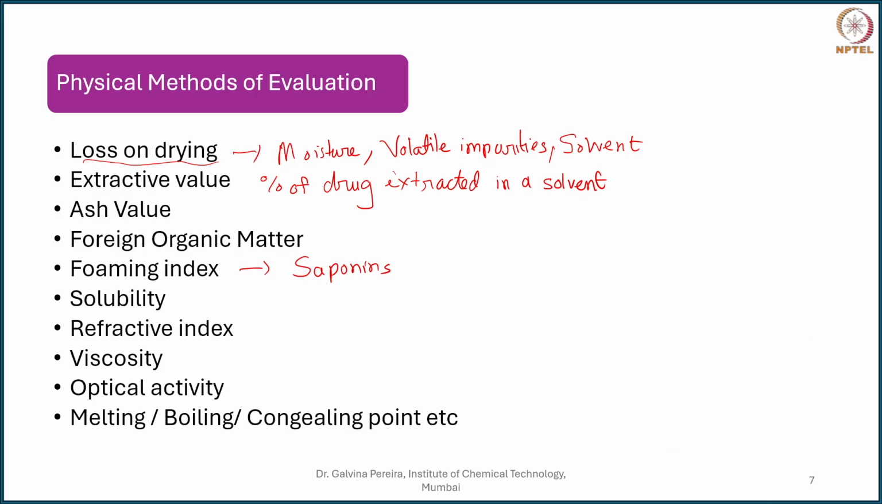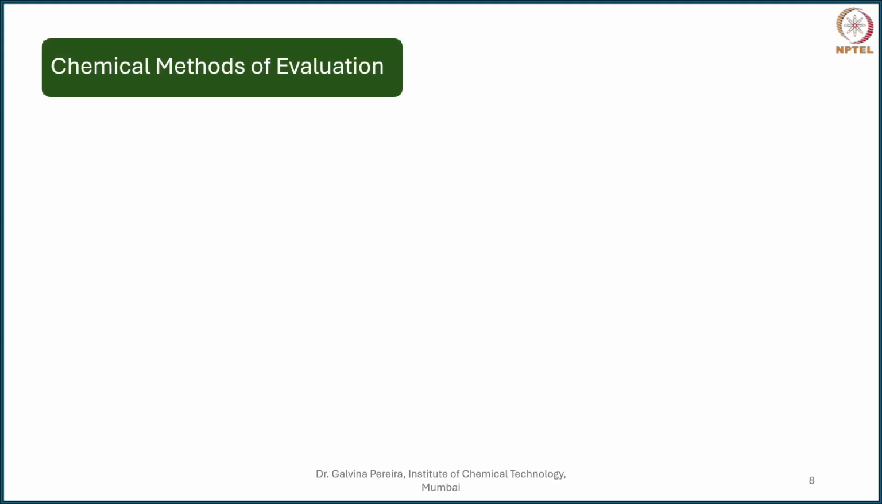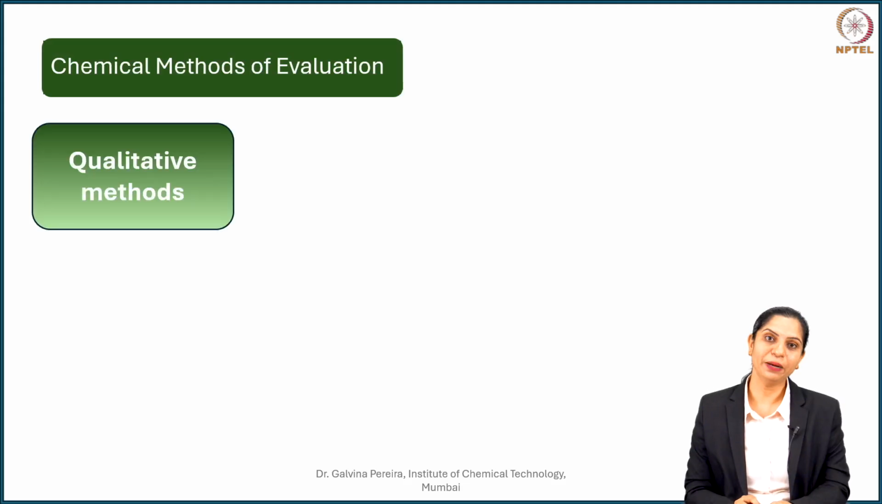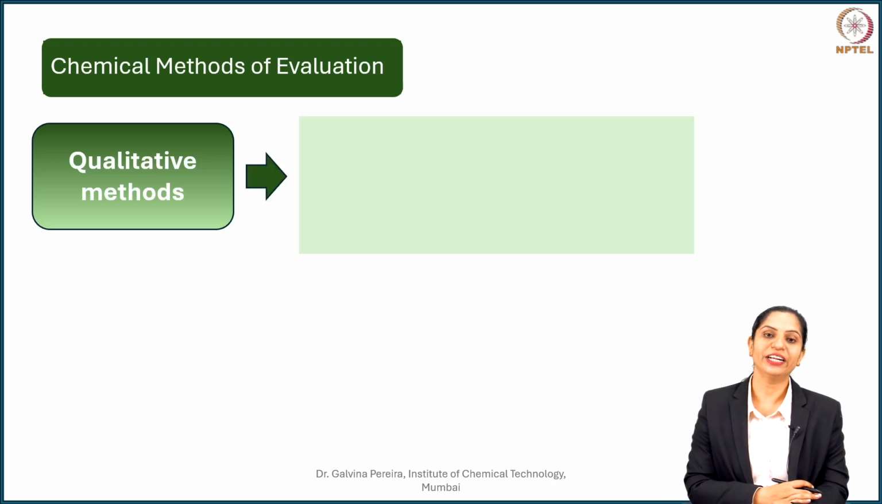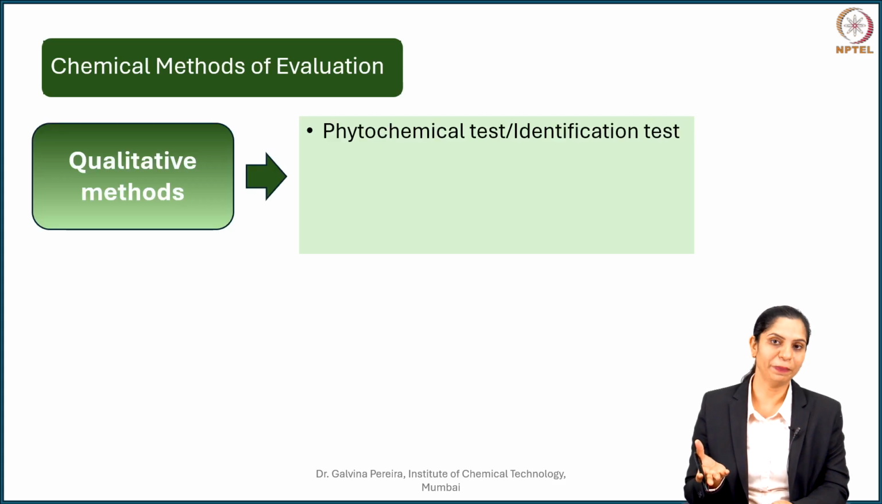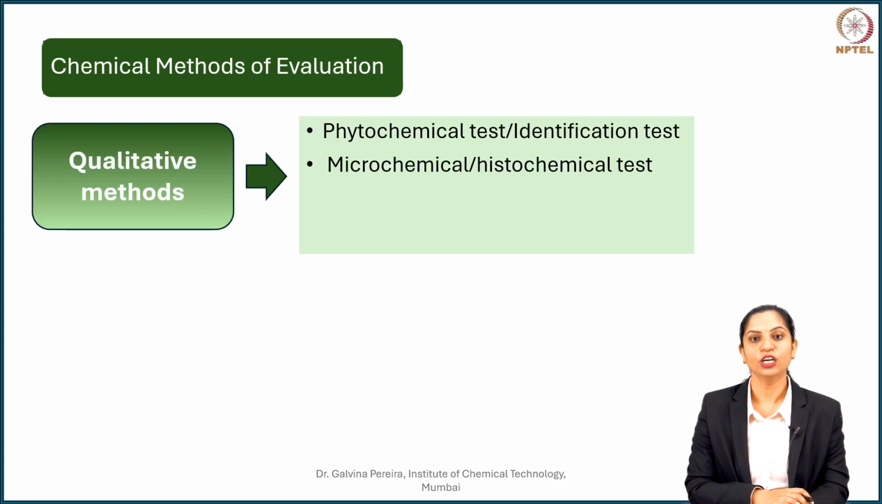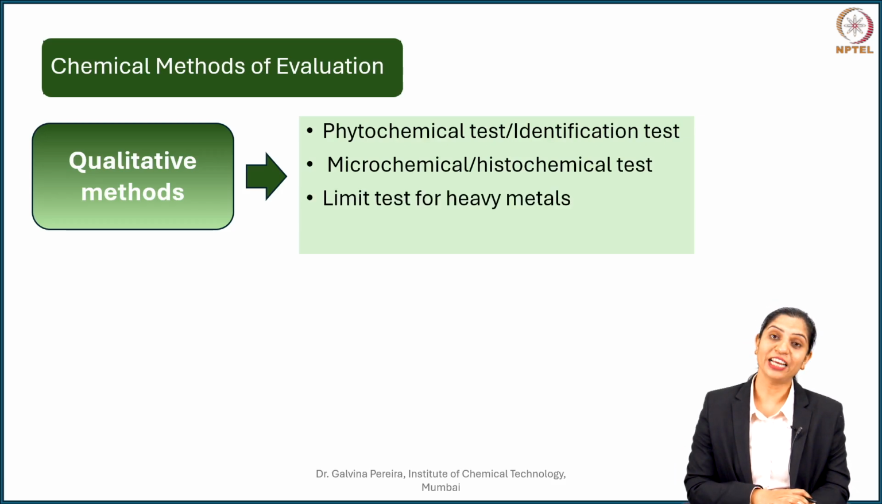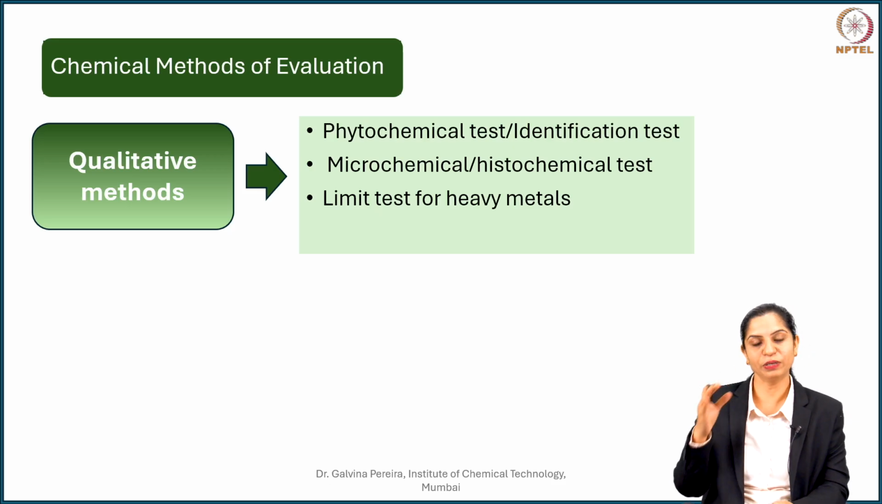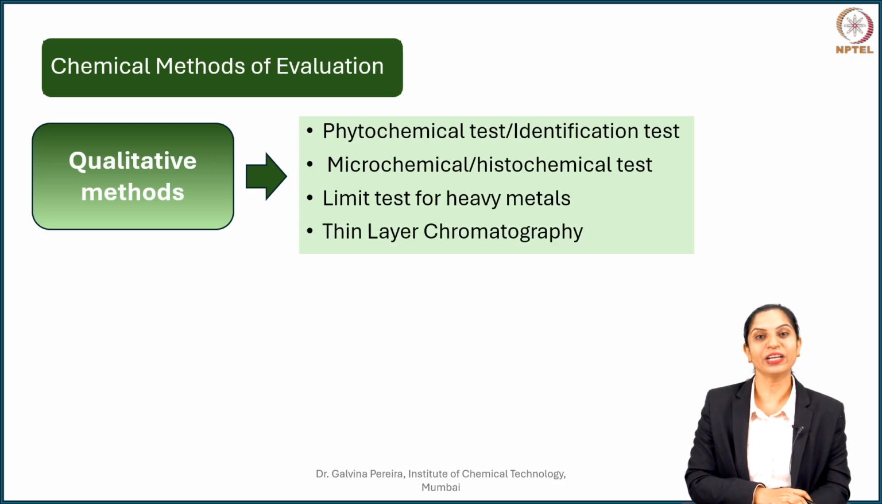In addition to that, you have chemical methods of evaluation. Now these chemical methods can also be classified as qualitative and quantitative. So qualitative methods include methods to check if the compounds are present, which includes phytochemical tests, to check histochemically if those compounds are present. If you check whether metals are present, you can do limit tests, but limit tests are more of what is referred to as semi-quantitative because there is a benchmark. And then you can just check by TLC as we saw in curcumin.